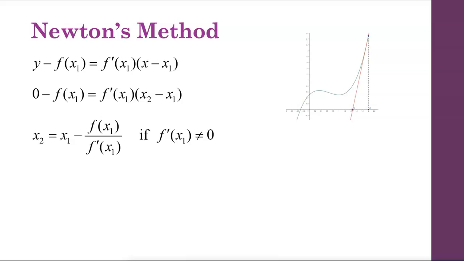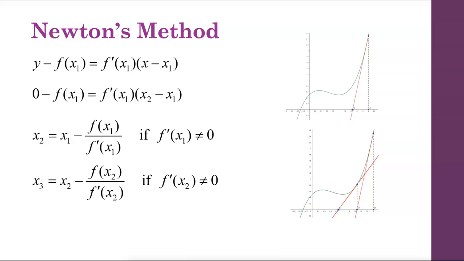Otherwise, this will become undefined, right? So next thing we're going to do is see if we can repeat this process. We'll use the new value that we have, x sub 2, find f of x sub 2, and draw a new tangent line, and find its x-intercept, x sub 3, right?